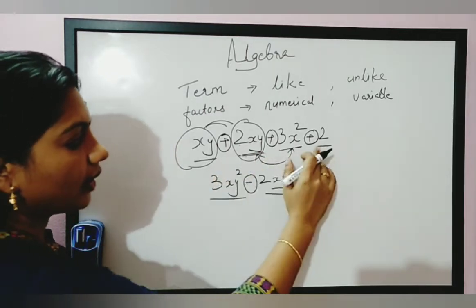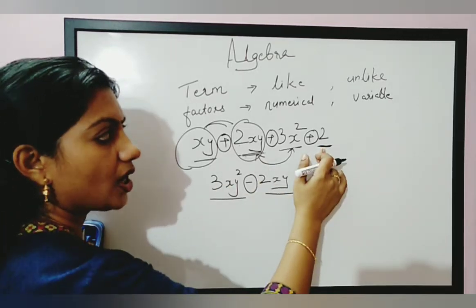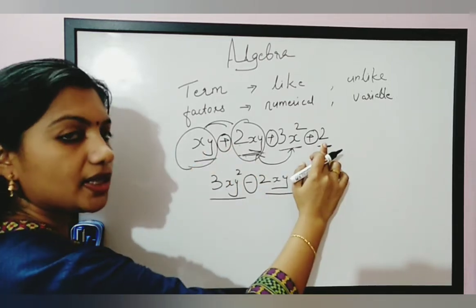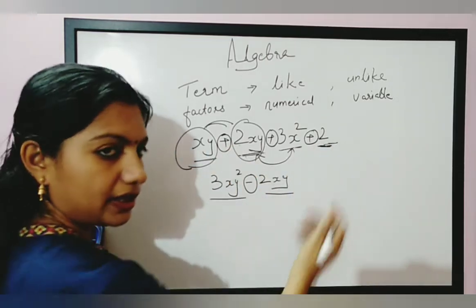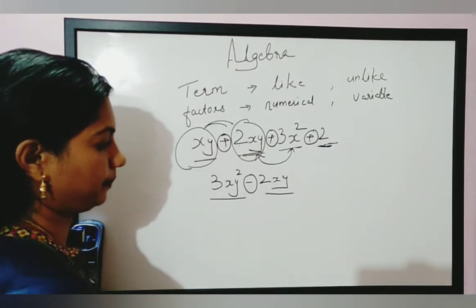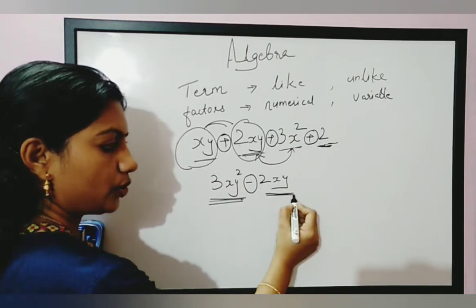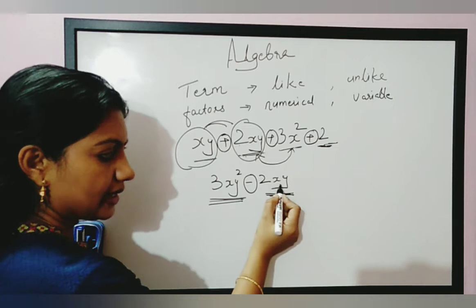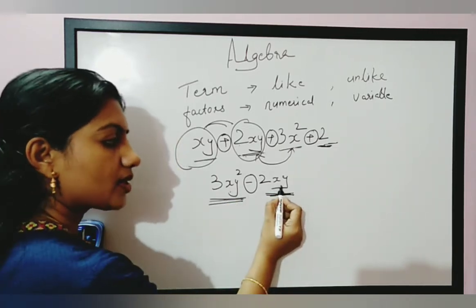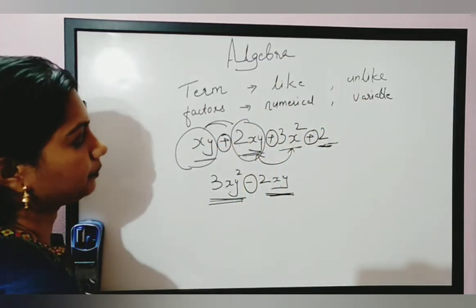In this I have this 2. 2 is a number. So this is a constant term. All these are variable terms. This is a constant term because I don't have a variable here. If you don't have a variable, it is called a constant term. In 3xy square and 2xy, the variables are different because here it is xy square, this is xy. So these two are unlike terms.